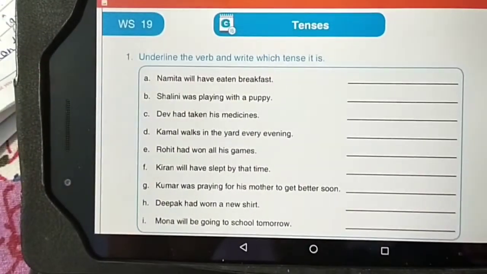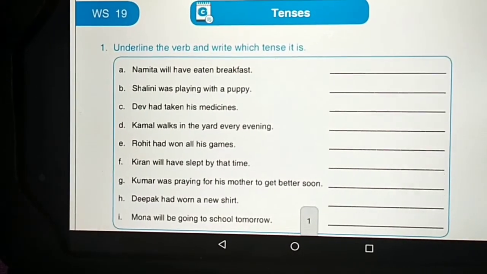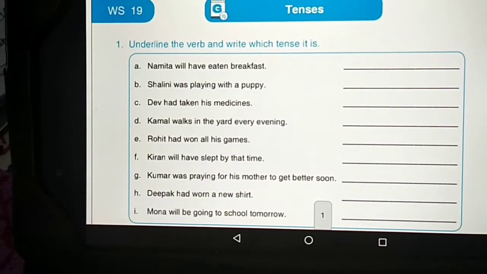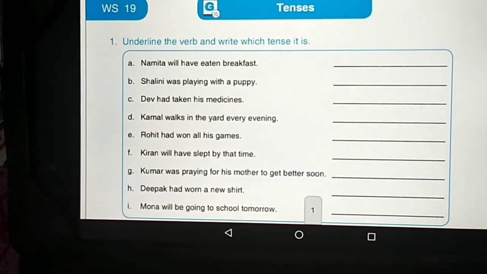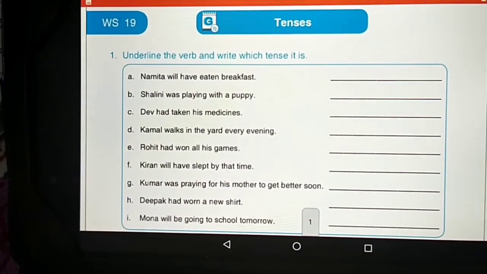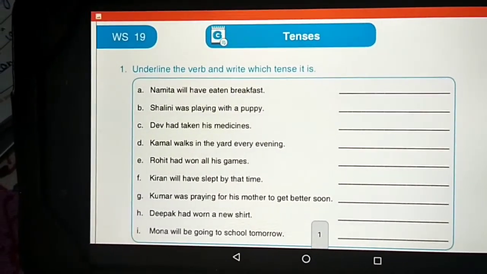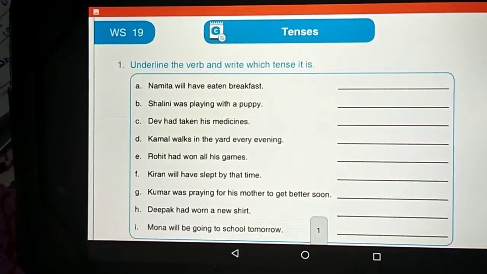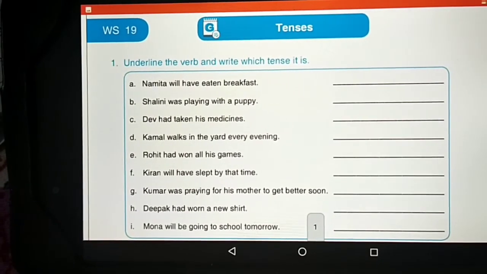Dave had taken his medicines. Had, it means it is past. Taken means third form of the verb. Had is used in perfect. So we can say it is past perfect tense, because had is used in past tense only.